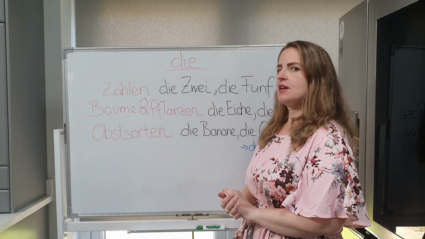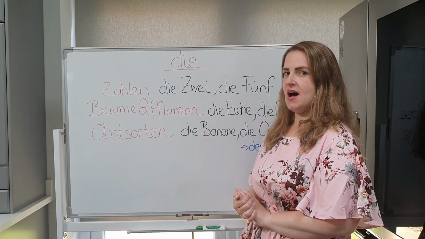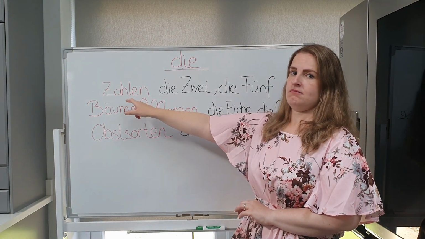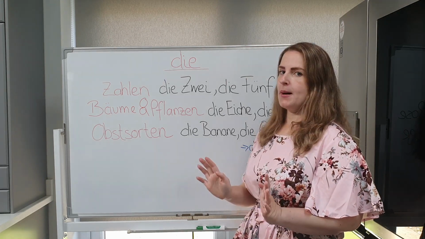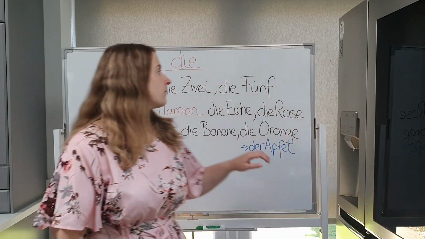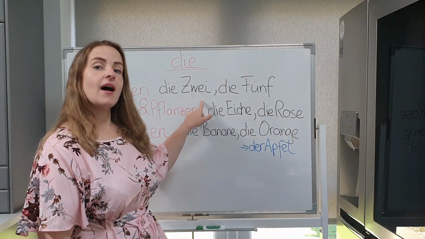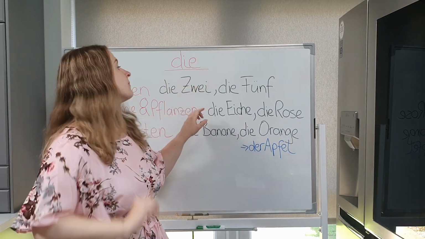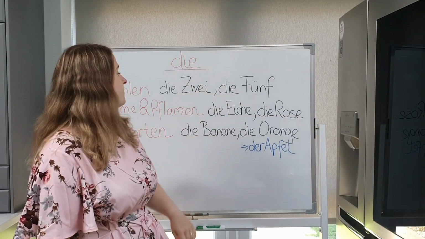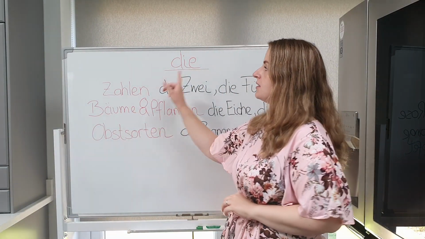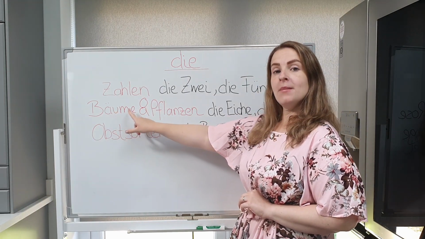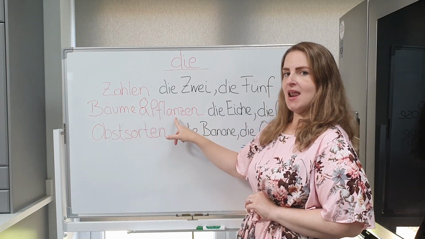So guys, now we are at our feminine article, die. Let's look at some things that will tell us when to use the feminine article die. For example, Zahlen, numbers. All numbers will be used with die. For example, die 2, number 2. Die 5, number 5. But also, die is used for trees and plants, Bäume und Pflanzen.